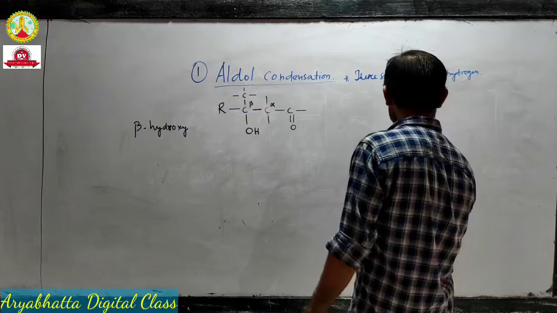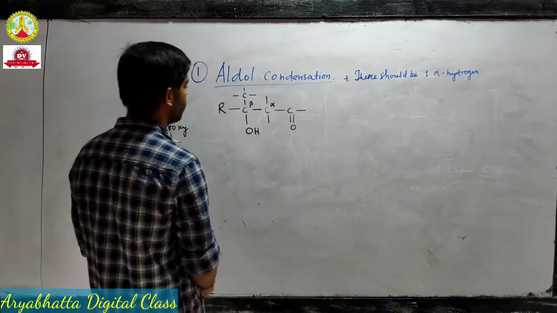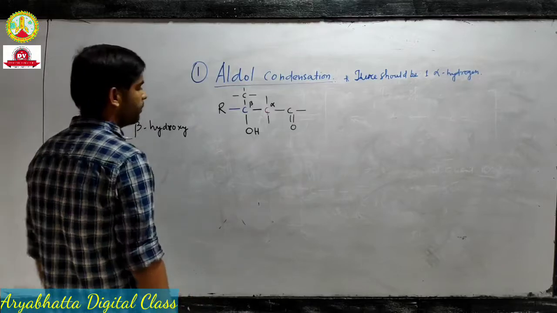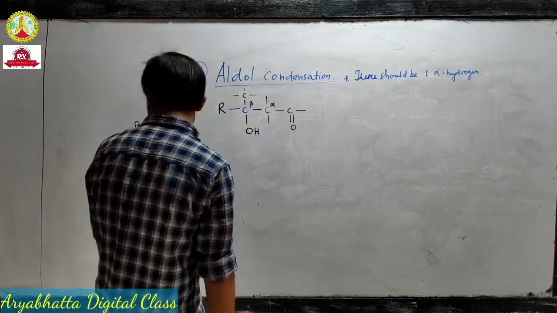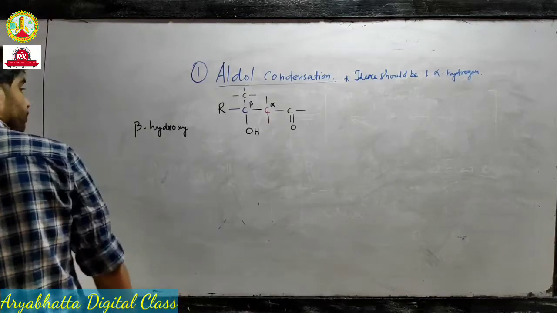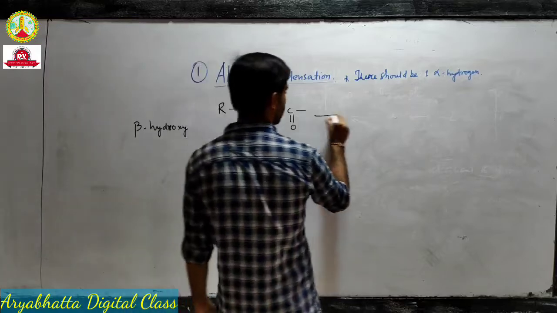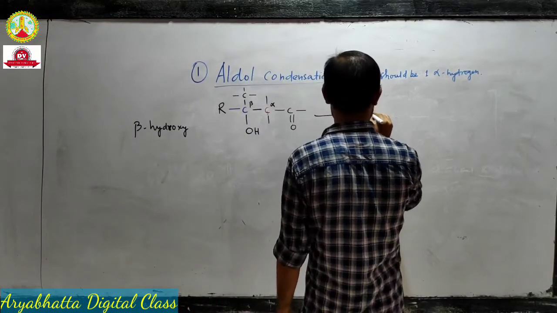And now from this position there will be a beta elimination from this carbon. We have hydrogen over here, so there will be beta elimination and we'll get something like this.